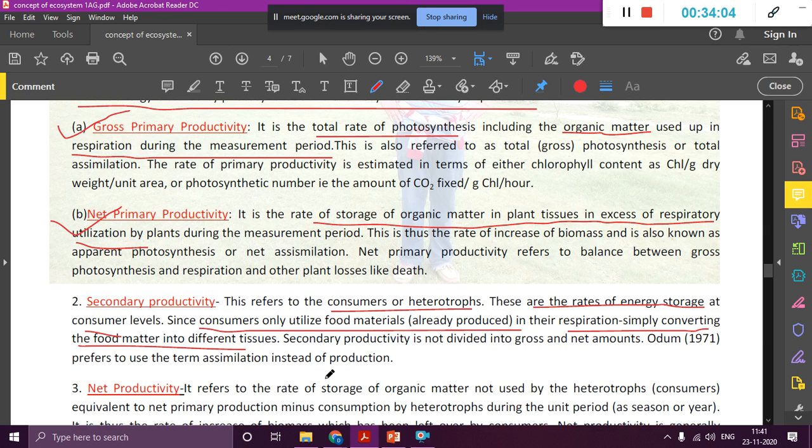So the amount of food material taken from the field by the secondary consumers, the amount of food material present in the consumer or the heterotroph, that is the secondary productivity. So if you give 1000 kilos of grass, you will get only 100 kilos of meat from the consumer. So the secondary productivity is 100 kilograms of meat.